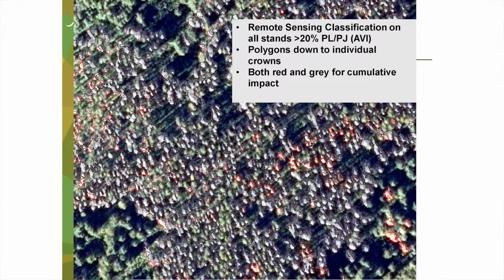I don't know if you guys can see well, but those are the polygons. So it's down to a single tree level. This is remote sensed, but I won't go into the technical details, because I can't, of what computer techniques they used. But what we did is we classified everything that was greater than 20% pine, lodgepole pine or jack pine, by ABI. And the reason we went to 20 versus 50 is sometimes the ABI can be a little less accurate than we hoped. So I wanted a bit of a buffer in there.